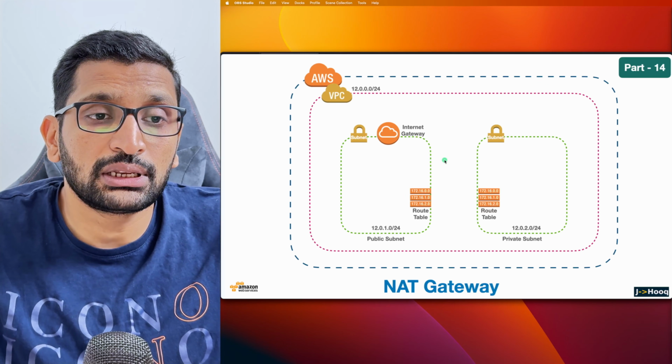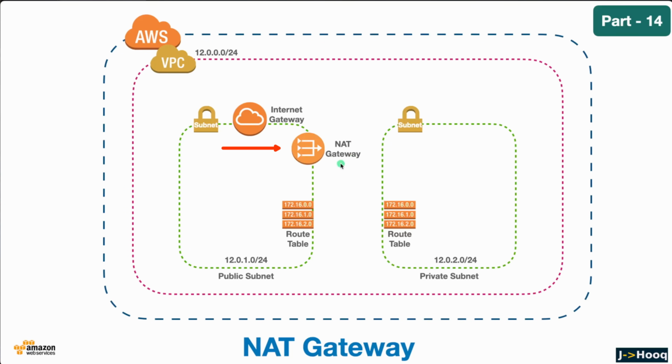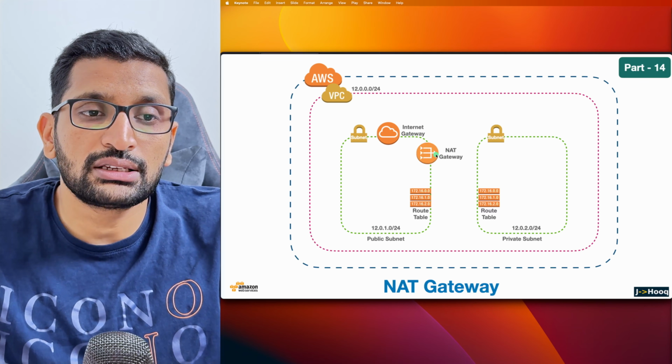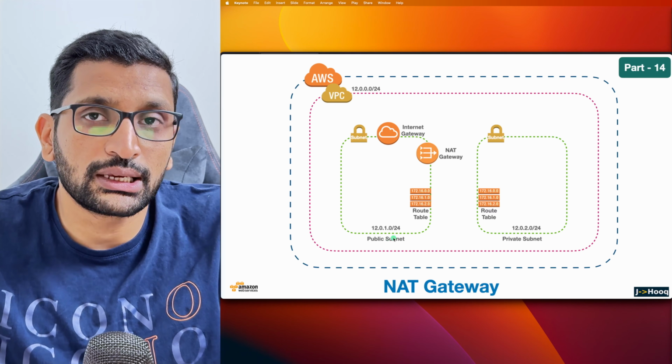Moving ahead in the setup, the next resource which we need to create is the NAT Gateway. And this NAT Gateway will be associated with our public subnet with the Internet Gateway, because the Internet Gateway is only available inside our public subnet. And the NAT Gateway will provide a route to the private subnet to get internet access. So that's the reason we attach this NAT Gateway along with our public subnet.